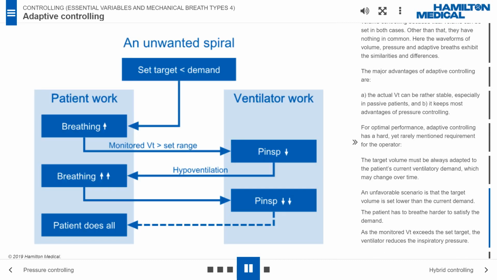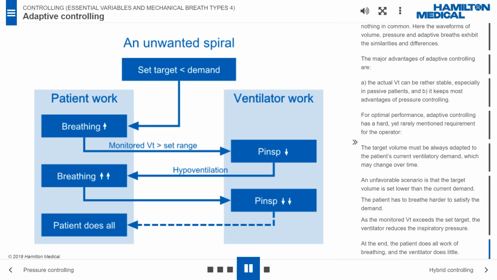An unfavorable scenario is that the target volume is set lower than the current demand. The patient has to breathe harder to satisfy the demand. As the monitored VT exceeds the set target, the ventilator reduces the inspiratory pressure. In the end, the patient does all the work of breathing, and the ventilator does little.